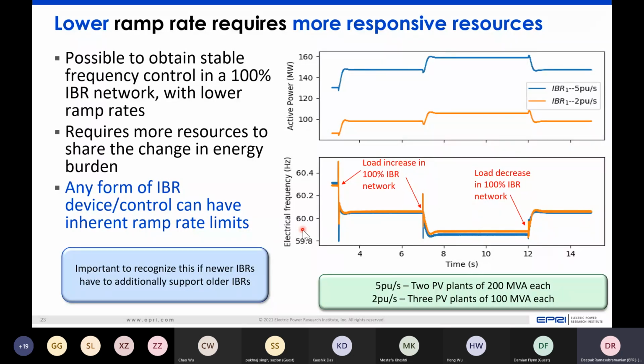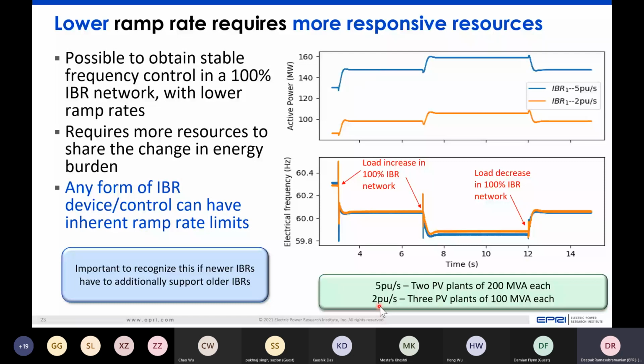So the same network that we saw previously, if you make the 100% network come about at 2 seconds, if you have two plants, two inverter-based resources providing a ramp rate at 5 per unit per second, you are stable. If you have 3 plants of 100 MVA each providing a response at 2 per unit per second ramp rate, you're still stable.